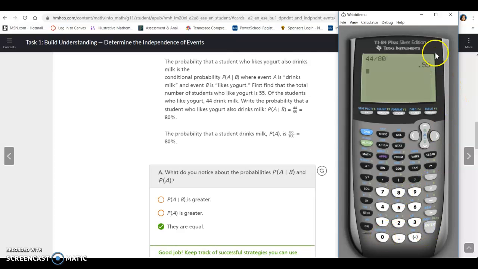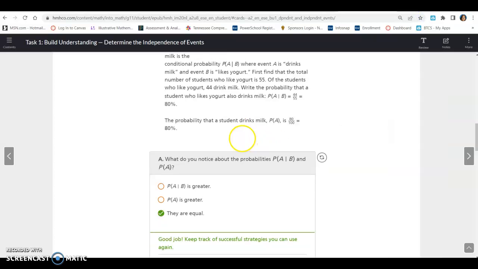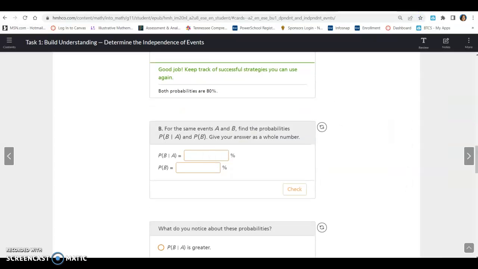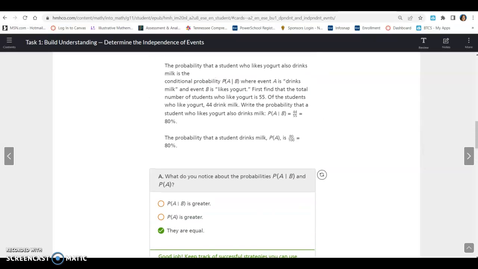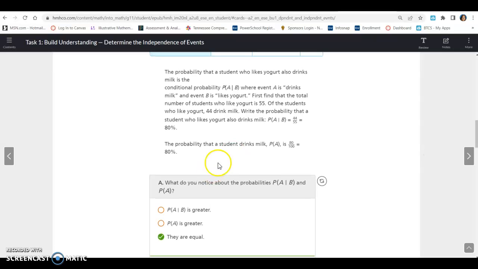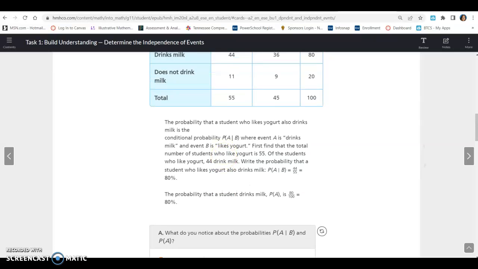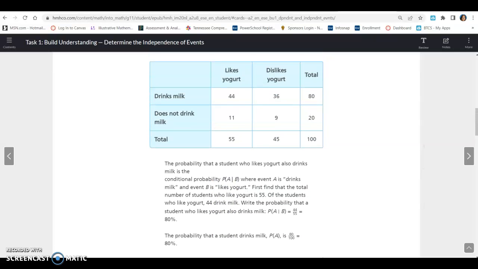0.55 is 55%. Remember to go from a decimal to a percent, you have to move it 2 decimal places. Now let's find the probability of B. The probability of A is drinks milk. The probability of B is likes yogurt. So likes yogurt would be 55 out of 100.